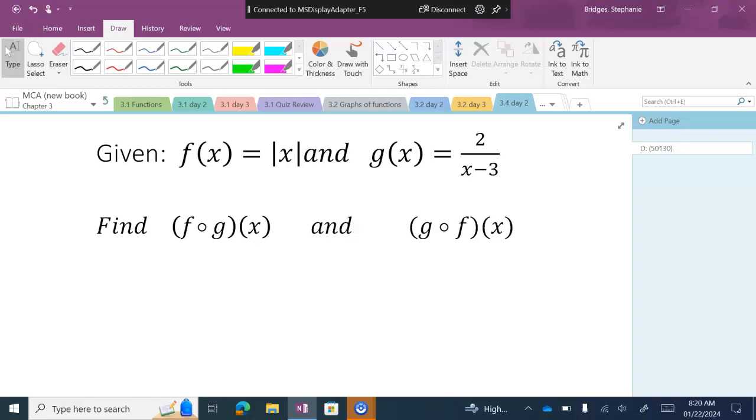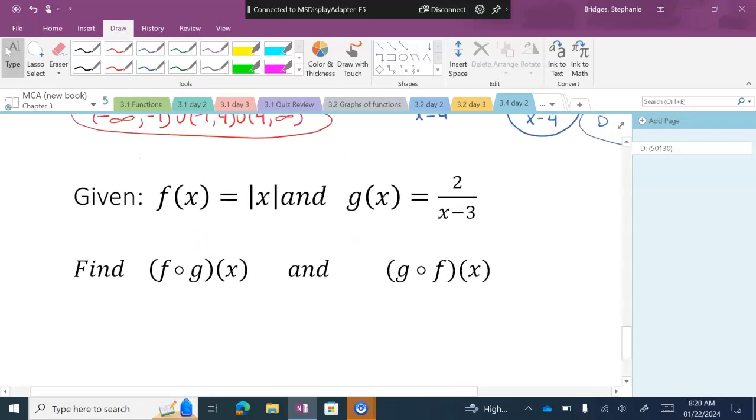What's the domain of f, the original function? If it's just the absolute value of x, what did we say? That has no restrictions, so it would just be all real numbers, okay? What's the restriction going to be on g of x? What can I not equal? 3. So it's going to go from negative infinity to positive 3, and then again from positive 3 to infinity.